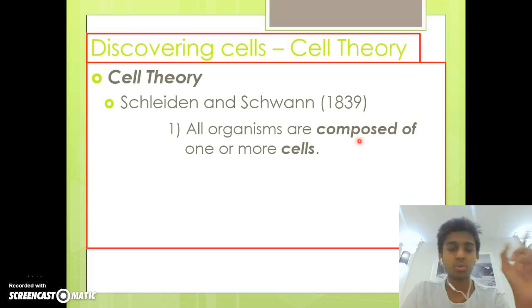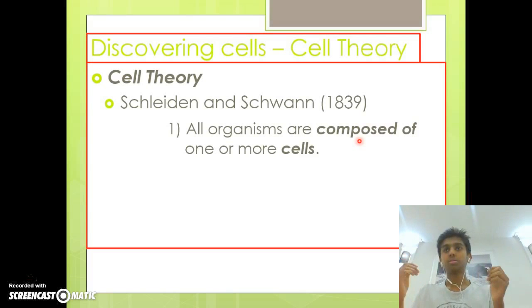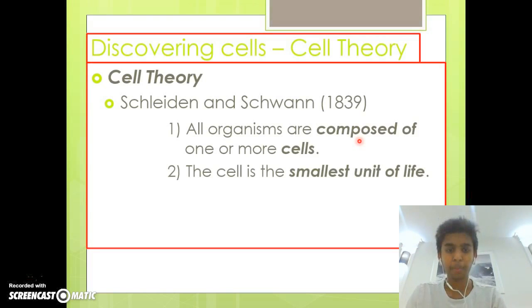Any organism with one cell is a unicellular organism, like most bacteria, fungi, and protists. Any organism with more than one cell is a multicellular organism, like animals, plants, and me. I'm a multicellular organism. The cell is the smallest unit of life. So it's the basic unit of all life, and it's the smallest level of living things present.